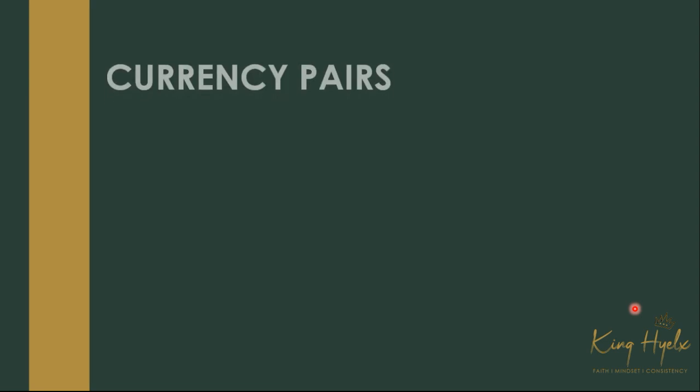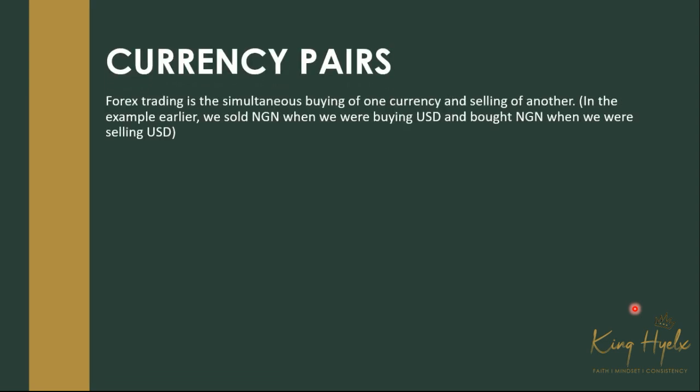So now let's dive deeper into currency pairs. We've established that there are currency symbols, and these currency symbols are paired against each other in what we know as currency pairs. So forex trading is the simultaneous buying of one currency and selling of another, as we saw in the previous example, when we sold naira and bought dollars, and then exchanged it back later. So it's the simultaneous buying of one currency. In order to buy a particular currency, you have to sell another.